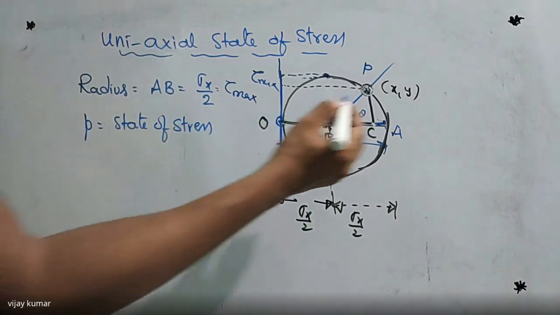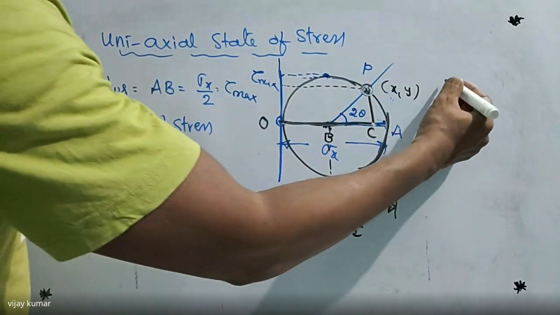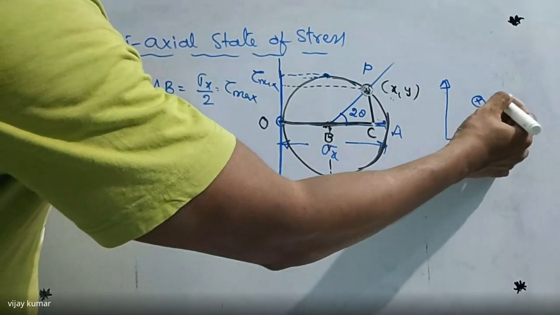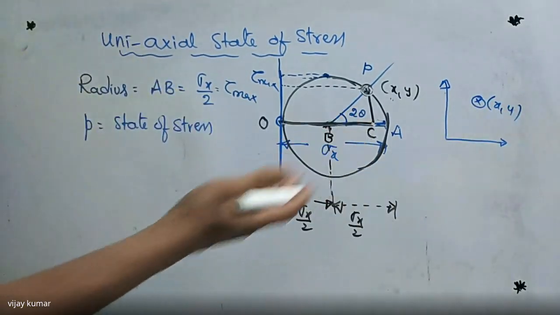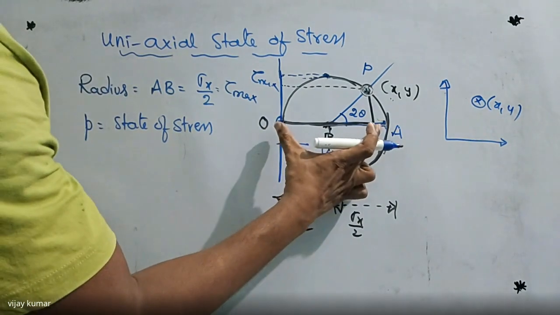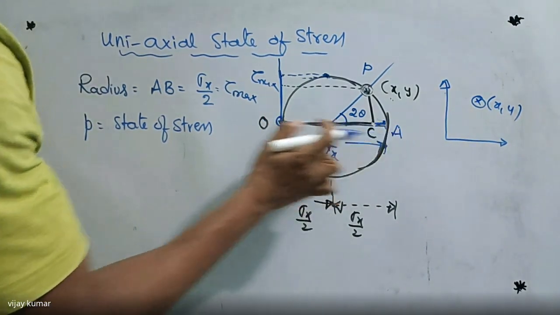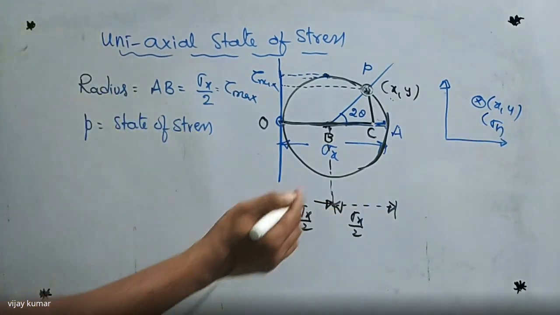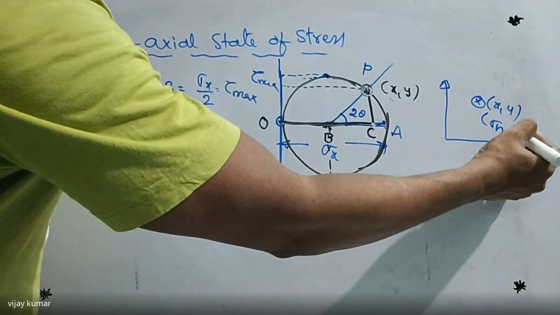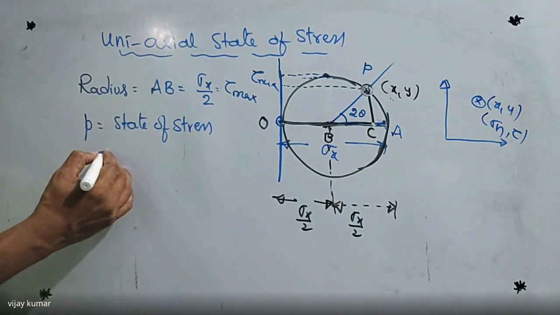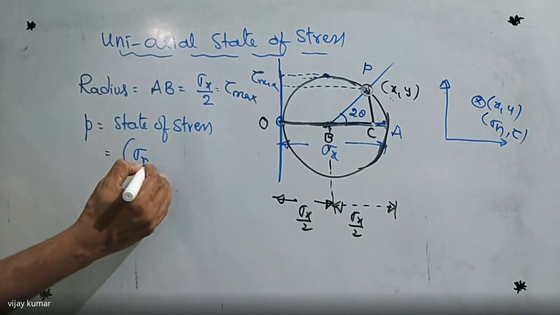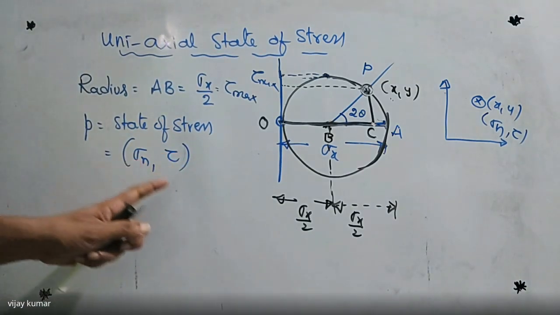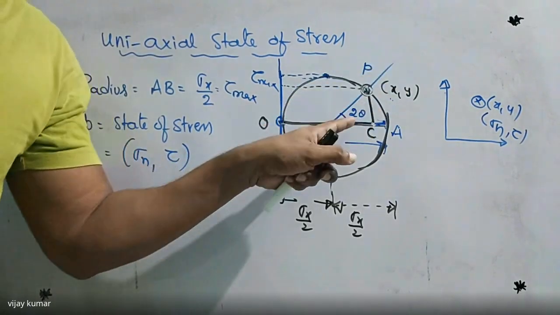P as state of stress means, for example, listen carefully: in an XY plane, if you indicate one point, that point has X comma Y. X is the horizontal line, and the horizontal line belongs to normal stress. So X belongs to normal stress. And the vertical line belongs to which one? Shear stress. So P indicates the state of stress, meaning what is the value of normal stress and what is the value of shear stress, on which plane? This plane, which makes an angle of 2 theta.